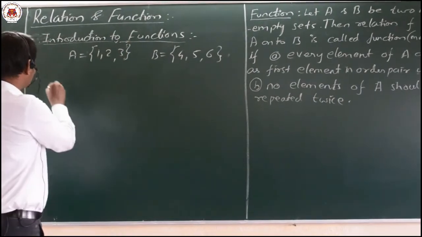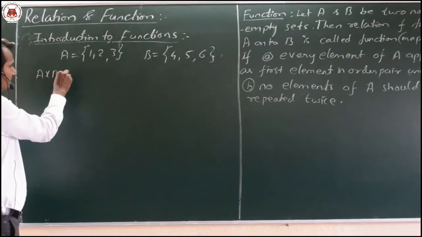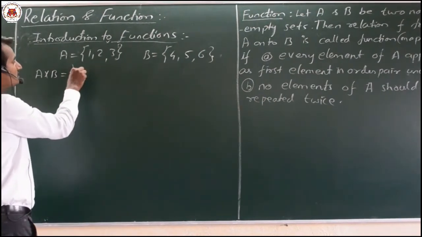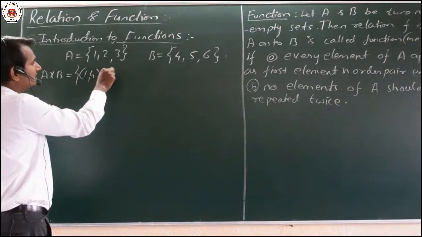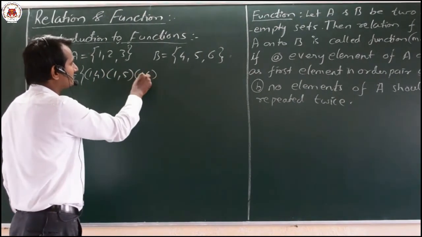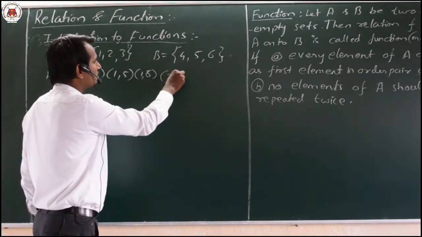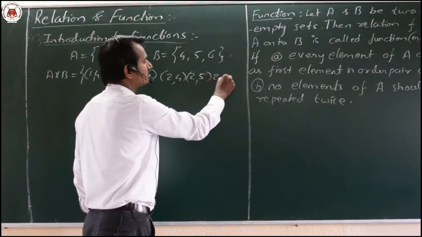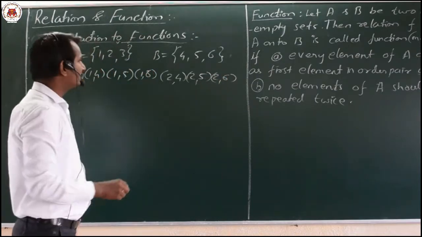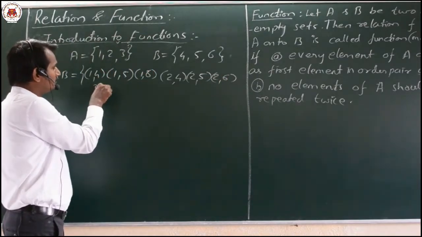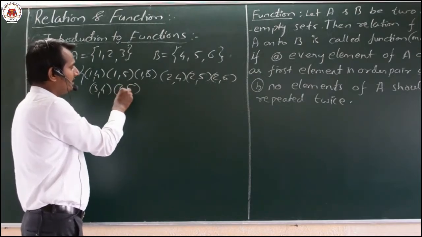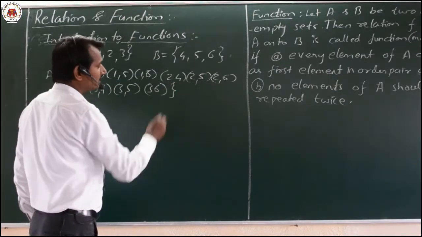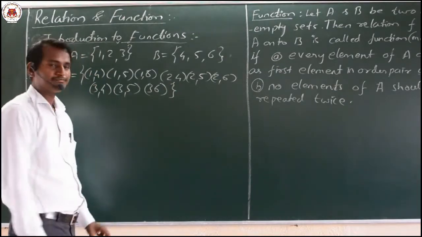Now here you know how to write A cross B, the Cartesian product of these two sets. That is (1, 4), (1, 5), (1, 6). Similarly, (2, 4), (2, 5) and (2, 6). Similarly, you have (3, 4), (3, 5) and (3, 6). These are all nothing but the Cartesian product A cross B.